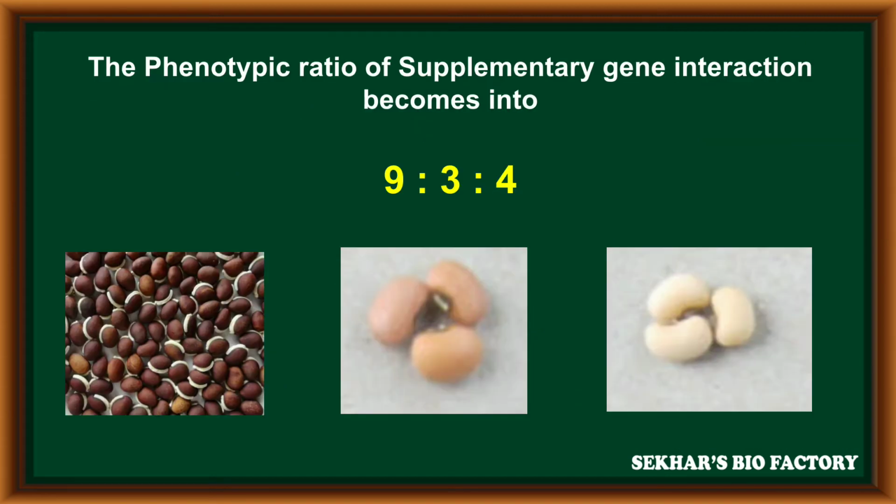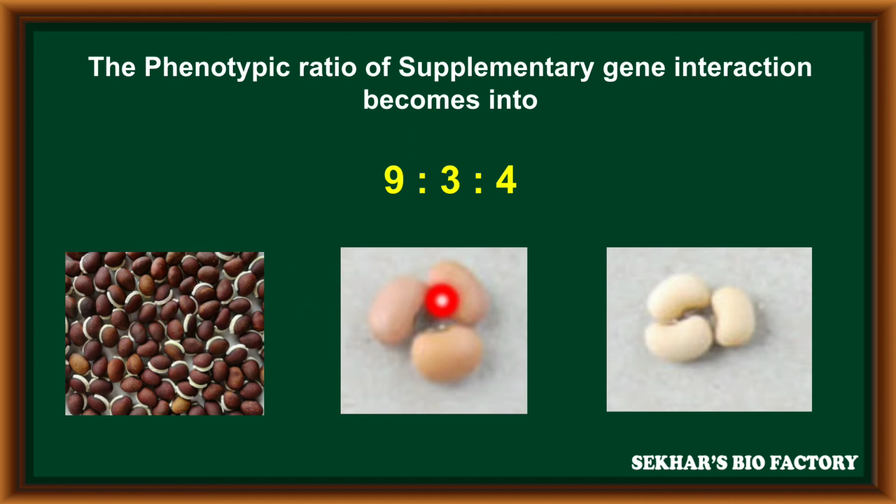When we calculate the phenotypic ratio of supplementary gene interaction, it becomes 9:3:4. In this, the chocolate color seed coat individuals are 9 in number out of 16.